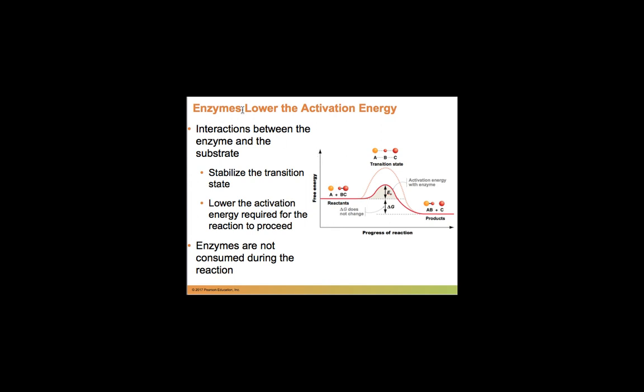Our enzymes are going to help by cutting that transition state activation energy in half. So interactions between the enzyme and the substrate are going to stabilize that transition state. Basically, what your enzyme is going to do here is make sure your transition state is more stable, right? We're going to decrease the workload it has to do. By doing so, we're lowering the activation energy required for the reaction to proceed. Another important thing about enzymes is that they can be reused. So you can use an enzyme over and over again without it being consumed by the reaction.